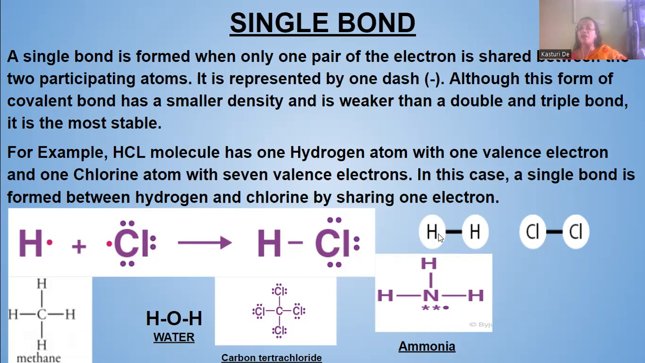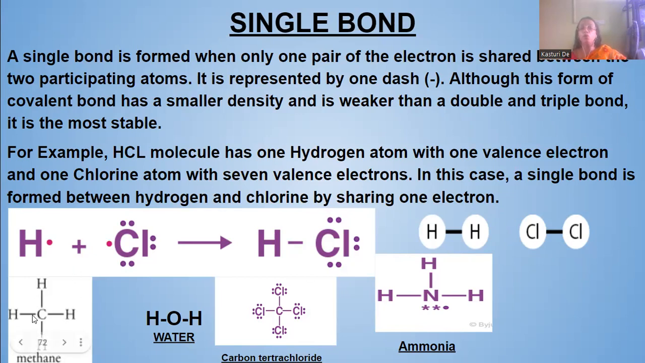Like that, when hydrogen is combining, it shares one electron of hydrogen with another electron of another hydrogen atom, forming a single covalent bond. Chlorine also, one electron is shared between them and it forms a covalent bond.